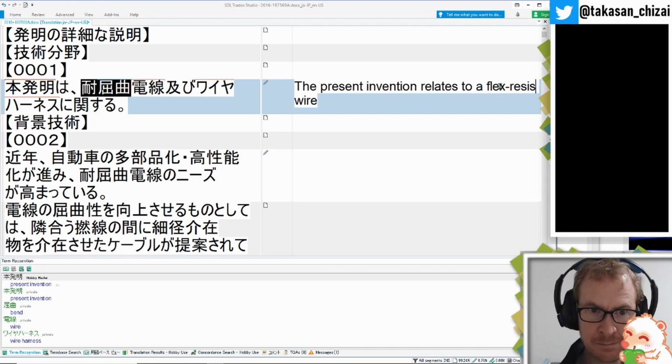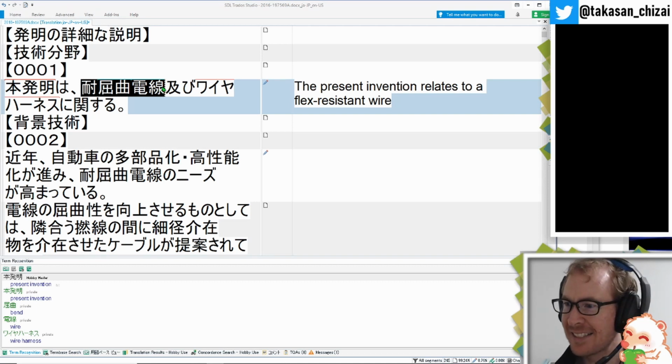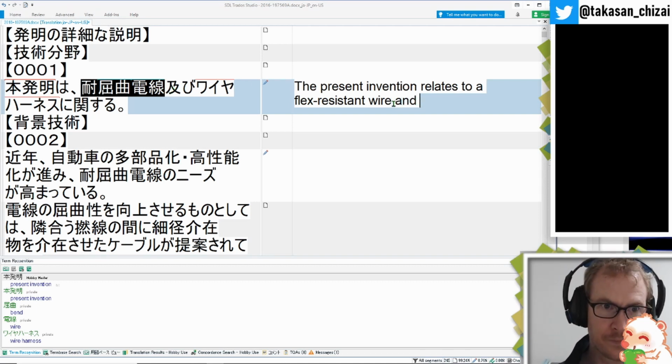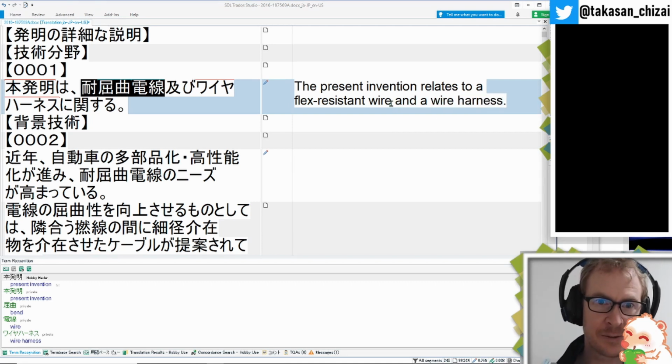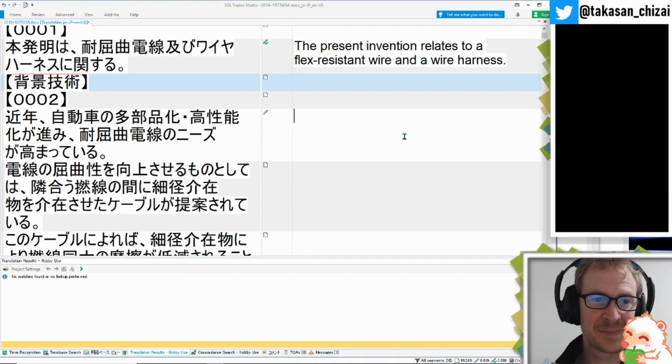Flex resistant wire. Let's go with that. Flex resistant. Concise. I like it. And our wire harness. There we go. So there's two parts to the invention. That's easy enough. The main part is going to be the wire, obviously. The configuration of the wire will probably be the main part of the invention here.